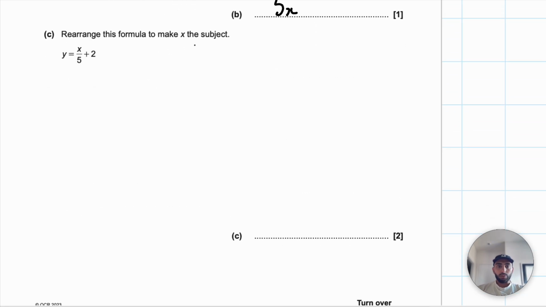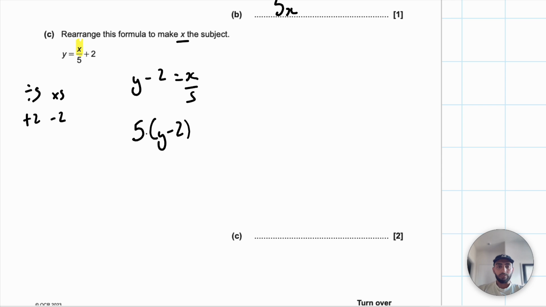Part C, rearrange this formula to make x the subject. I'm trying to get this x on its own. First thing I can see, it's being divided by 5 and then we're adding 2. So we're going to do the reverse of that. We're going to take away 2 from both sides and then multiply by 5 on both sides. If I take away 2 from both sides, I first get y take away 2 is equal to x over 5. That's got rid of that plus 2. Next thing I need to do is multiply both sides by 5. So I can just write this as 5 bracket y minus 2, so all of this is being multiplied by the 5, is equal to x. You could expand this out, but this answer would be perfectly fine. That would get you all the marks.